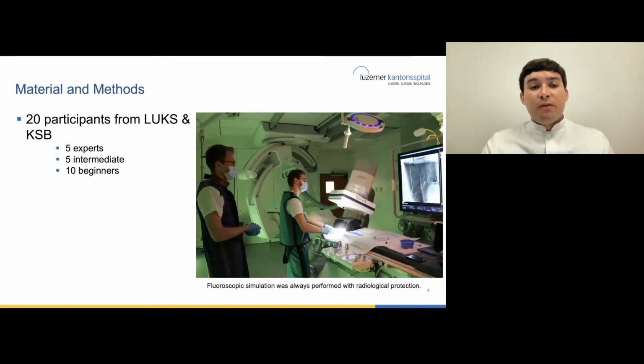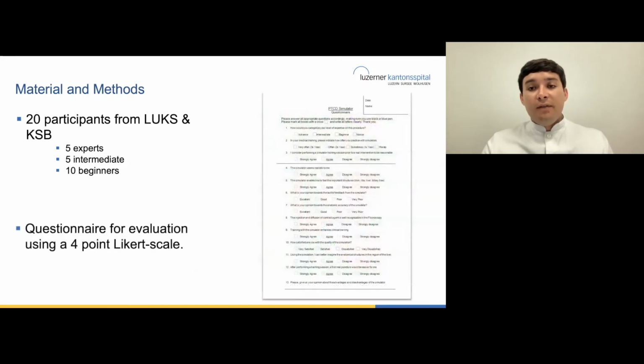The simulation was performed with 20 participants from Luzerner Kantonsspital and Kantonsspital Baden. 5 of them were interventional radiology experts, 5 were intermediate, and 10 of them were beginners. The simulation was always performed in the angio suite using radiological protection and using the real tools and materials as in any standard PTCD. After the simulation was done, we gave the participants a questionnaire for a satisfaction evaluation using a 4-point Likert scale.